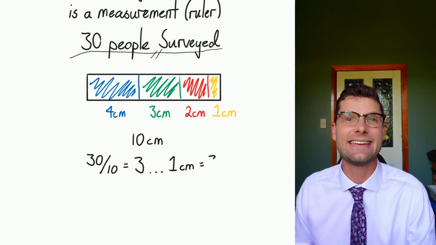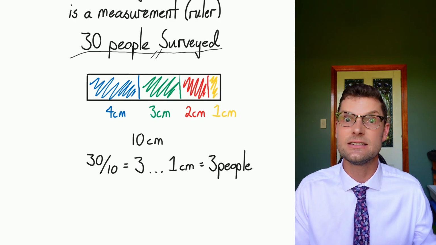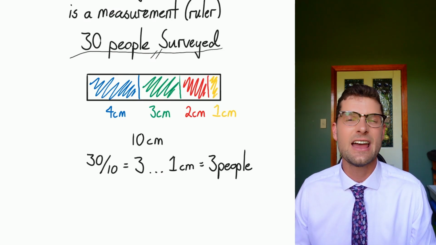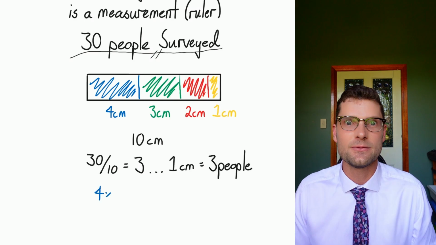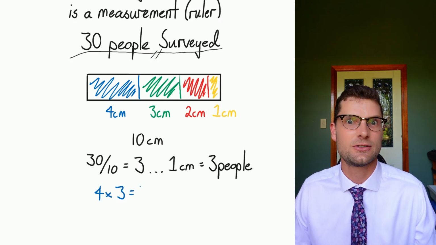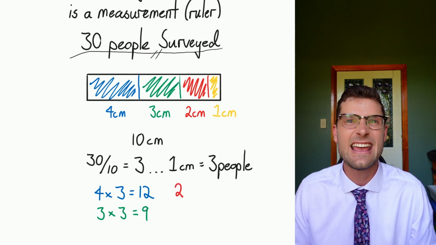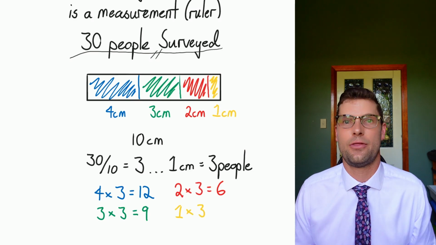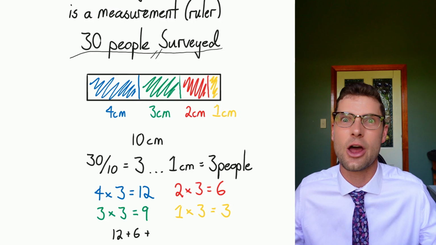And now we are doing the exact same step as before. This time we just have to multiply the distance, or the 4 centimeters for that blue, by the 3 people to tell us how many people voted blue in this poll. So 4 times 3 is equal to 12, 3 times 3 is equal to 9, 2 times 3 is equal to 6, and 1 times 3 is equal to 3. Again, the easy way to check if you've done this right is add up those numbers. 12 plus 9 plus 6 plus 3 is equal to 30, so we know we've done this right.